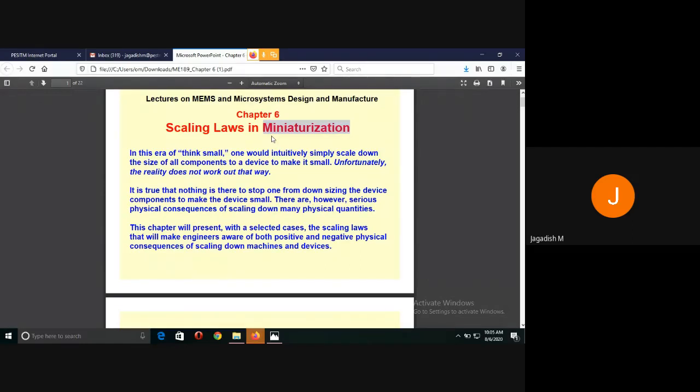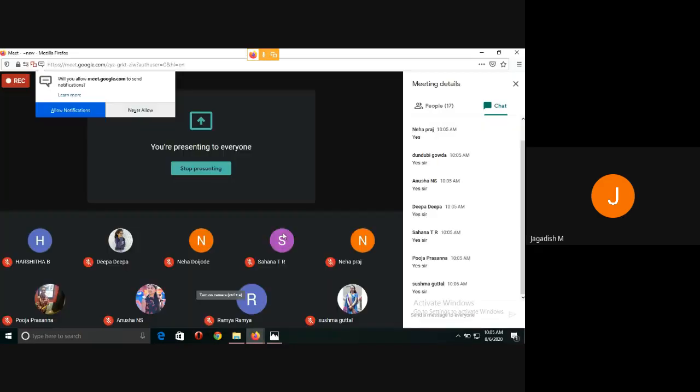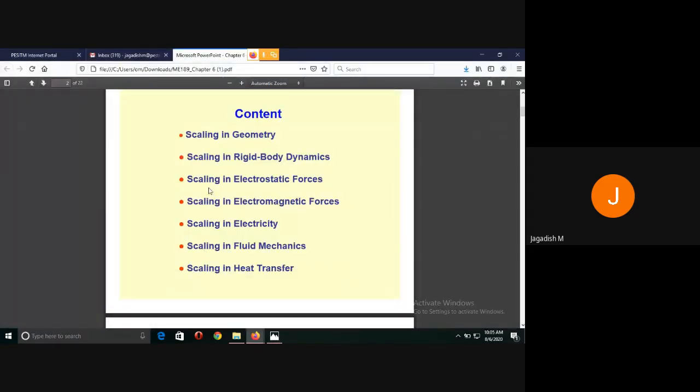Miniaturization in general is reducing the size. Okay, so these are the different aspects where scaling can be applied. One is scaling in geometry. The other one is scaling in rigid body dynamics, scaling in electrostatic forces.